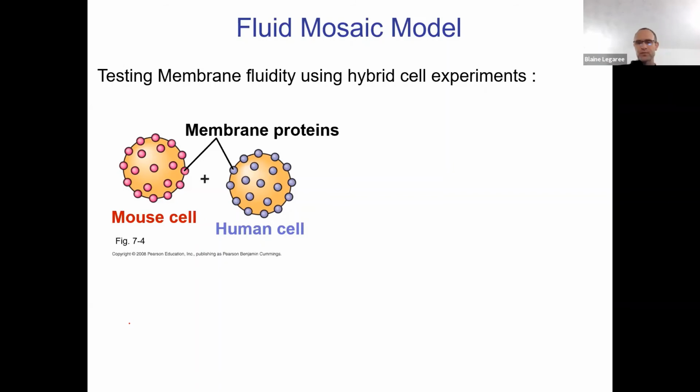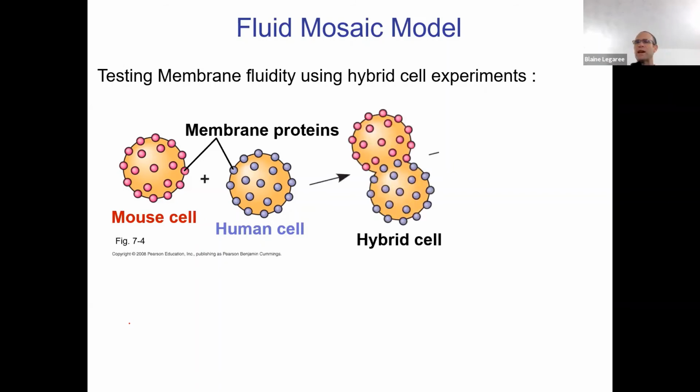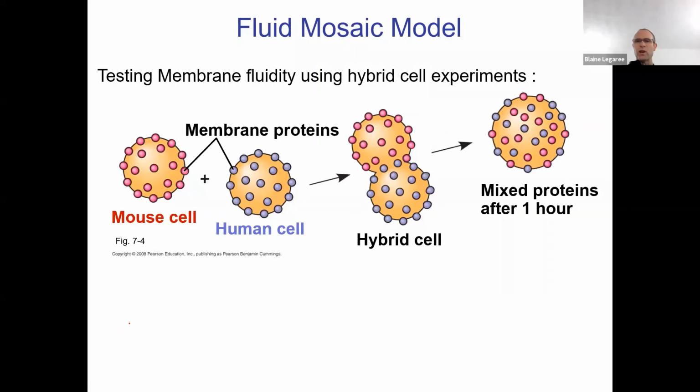Two different colors. You can put them in a petri dish. You add a little bit of detergent, and the cell membranes actually kind of fuse together. And they can watch this over about an hour. What happens is the colored proteins actually start to mix and move. So they observed that the membranes in fact were kind of fluid.